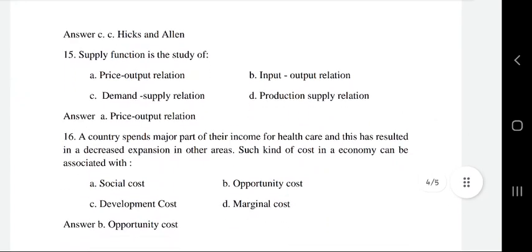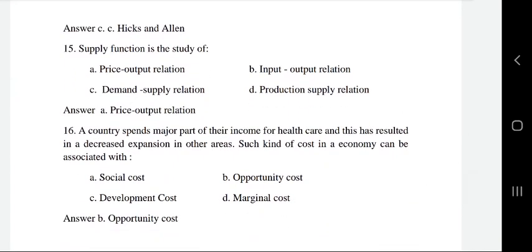Question number 15. Supply function is the study of: price output relation, input output relation, demand supply relation, production supply relation. Answer is price output relation.